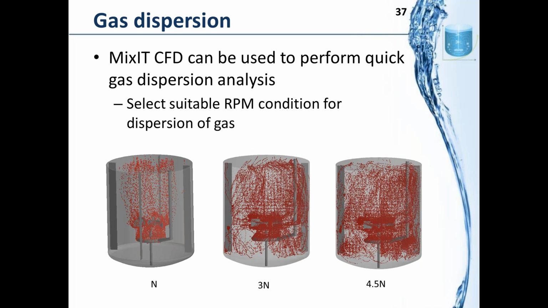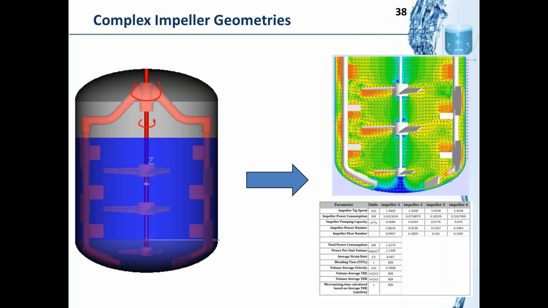You can also simulate complex impeller geometries, where there may be an anchor impeller and a hydrofoil impeller rotating in the center, and then get detailed performance in terms of impeller power numbers, flow numbers, the average power consumption, the blend time, the average velocity, and the turbulence levels in the vessel. All of this different information can be quickly analyzed using Mixit as the analysis software.